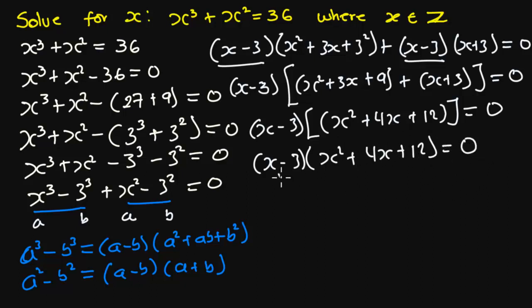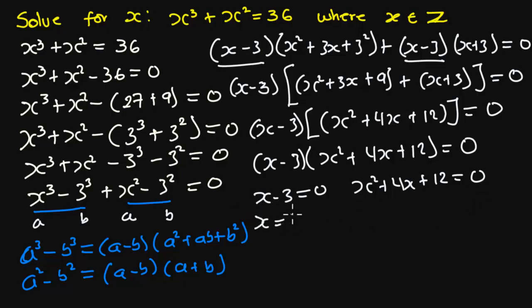And from here, we can equate this to 0 and this also to 0. So let's go ahead and do that. So we are going to have x minus 3 to be equal to 0. Then x squared plus 4x plus 12 is also equal to 0. And from here, x is equal to 3.